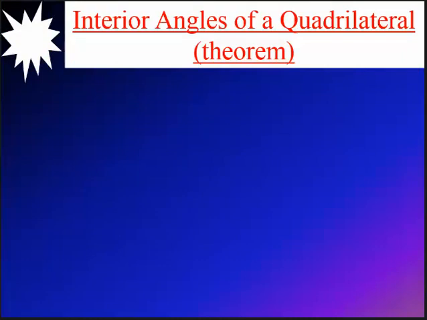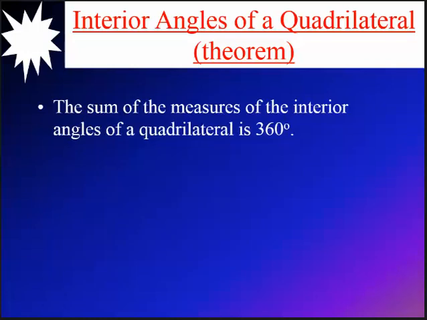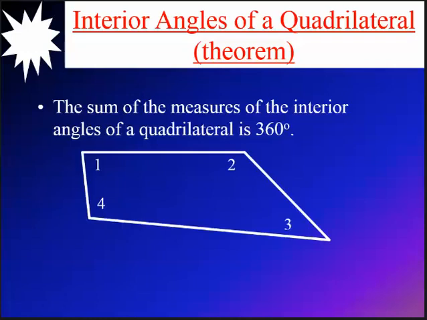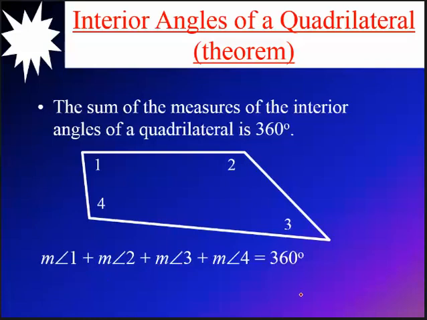Interior angles of a quadrilateral theorem. Okay, quadrilateral, 4 sides. Doesn't matter what those 4 sides' lengths are, the sum of the interior angles of a quadrilateral will always be 360. A square, a rectangle, a trapezoid, anything with 4 sides is going to have an interior sum of 360 degrees. So you just add up all 4 angles and they will always equal 360 degrees.